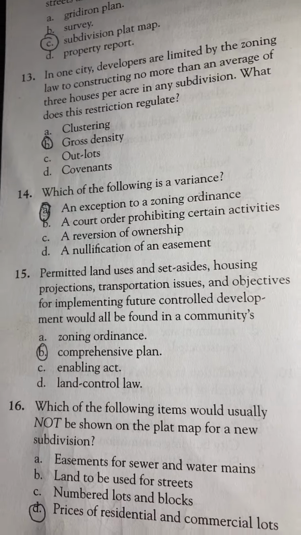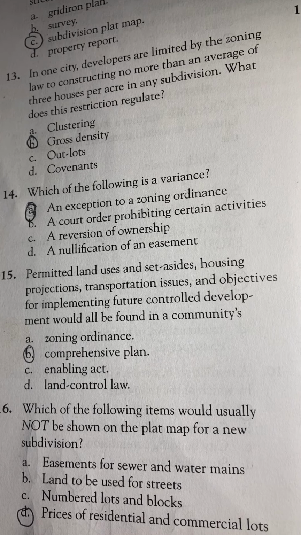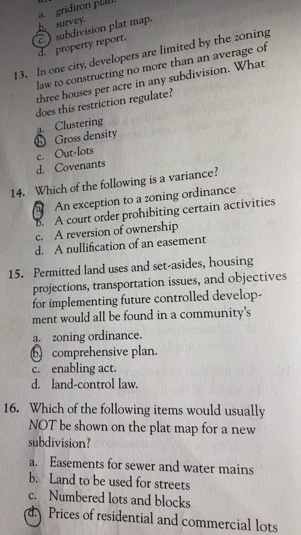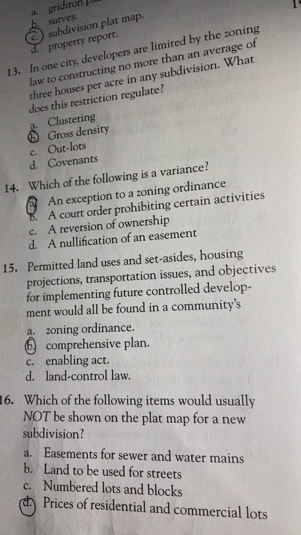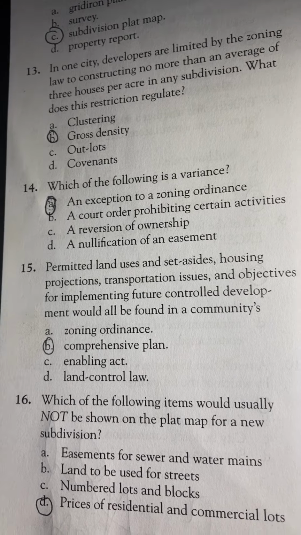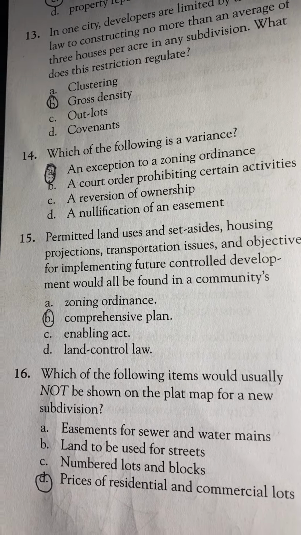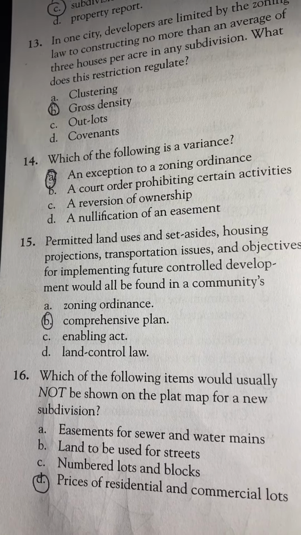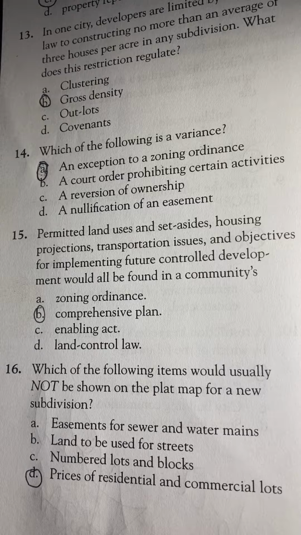Number 15. Permitted land uses and set-asides, housing projections, transportation issues, and objectives for implementing future controlled development would all be found in a community's A. Zoning ordinance, B. Comprehensive plan, C. Enabling act, or D. Land control law. The answer is B. Comprehensive plan.